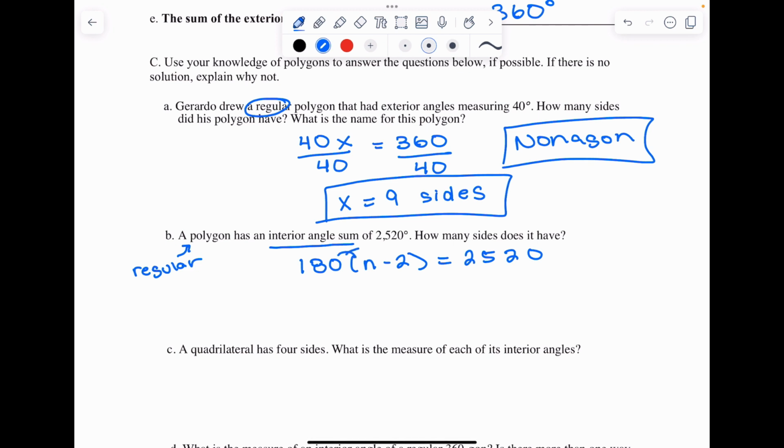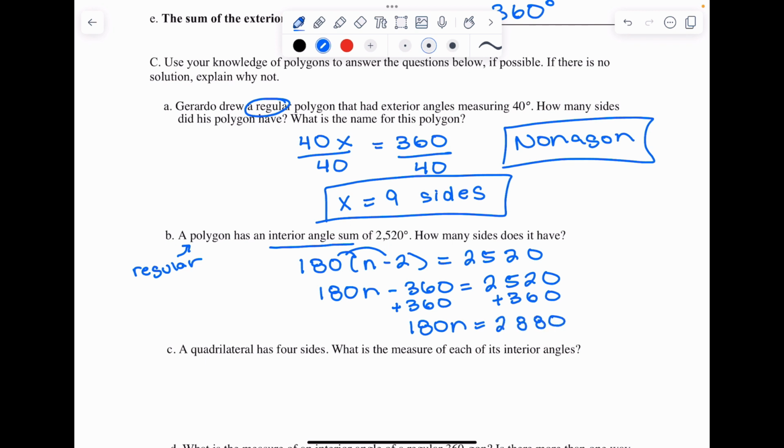So I'm going to distribute this 180 to get 180n minus 360 equals 2,520. I will add 360 to both sides to get 180n equals 2,880. And then I will divide by 180 on both sides. And this tells me that this polygon will have 16 sides.